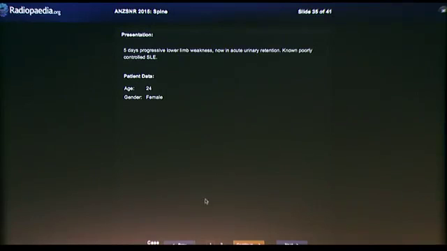So another case is actually a patient with poorly controlled SLE. She's a 24-year-old female. She's in acute urine retention on a 5-day background of progressive lower limb weakness. So with that kind of clinical history, my initial thought is that it's going to be either NMO or SLE myelitis.